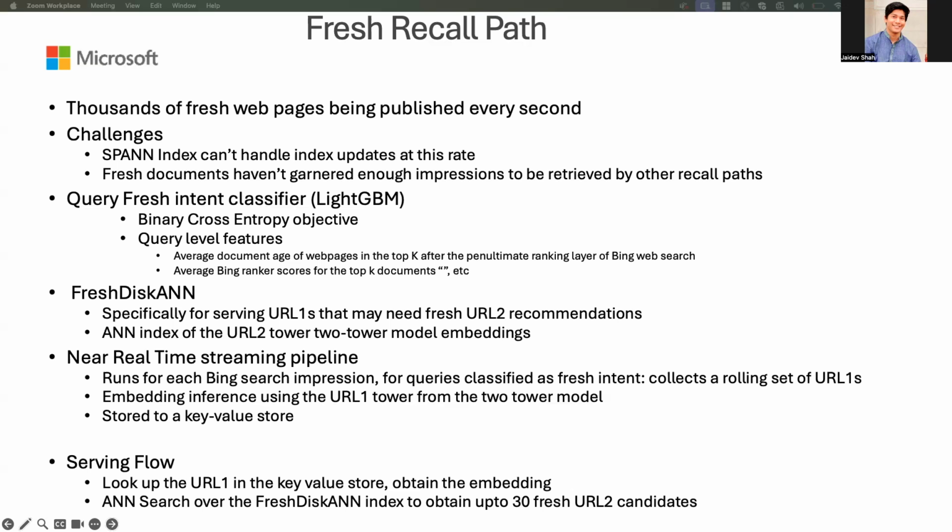So all of this is done for Bing search impressions, and then at serving time for WebReco for our product, we simply look up the URL1 in a key value store, obtain the URL1 tower embedding, and then do an ANN search with a fresh DiskANN index, obtain up to 30 fresh URL2 candidates that we send to the ranking layer.